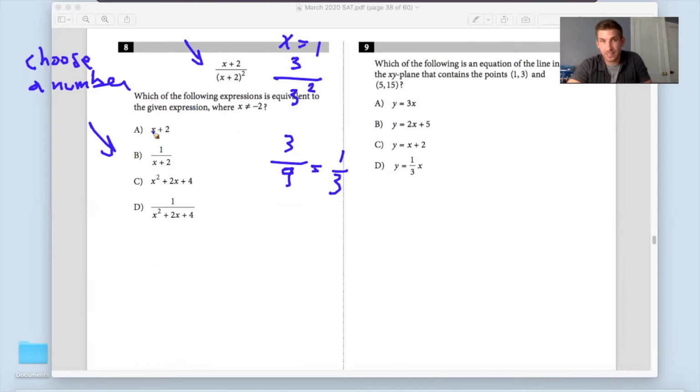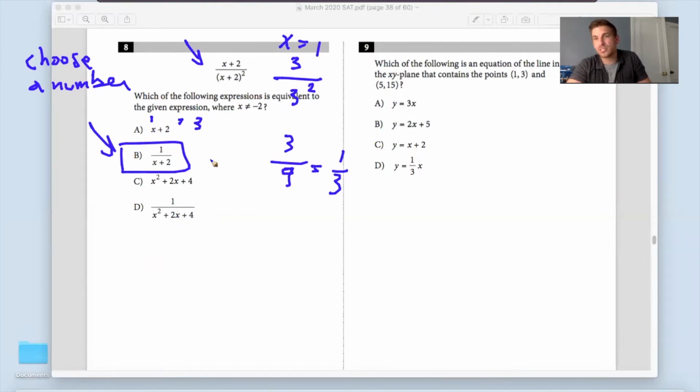I then plug 1 into these. So it's not going to be a, right? Because 1 plus this should be 3, right? Notice I'm checking my numbers between both. It's probably going to be b, right? So if I do b, which is 1/3, right? 1/3. Yep, that's too high. That's too high. Yeah, so b.